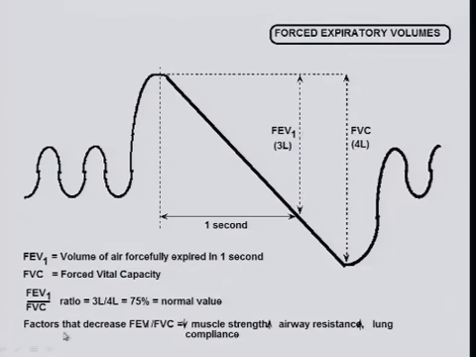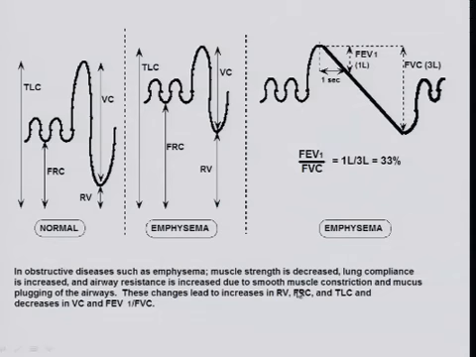So factors that can decrease this ratio are decrease in muscle strength, increase in airway resistance, or increase in lung compliance. Those are the different things that can cause this ratio to change. So we'll look at an example. This here is our normal forced expiratory volume. So maximal inhalation, maximal exhalation. If you do this on a curve, you can actually measure this and time it.